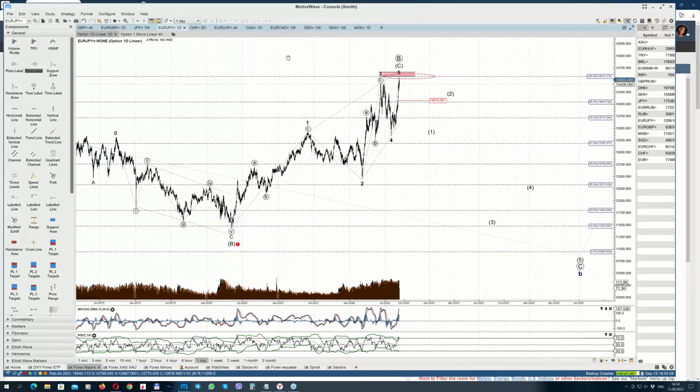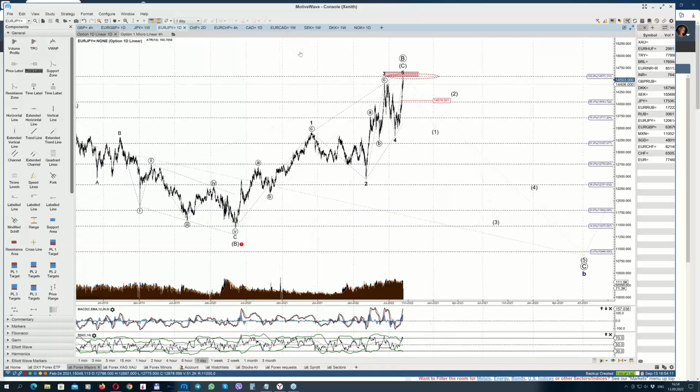Possible count of a larger degree. First, this pair provides us with a really overlapping, very messy and sloppy wave pattern, really hard to count. However, what I could derive up to this moment is presented on this chart. Wave C of the cycle B is very close to completion.